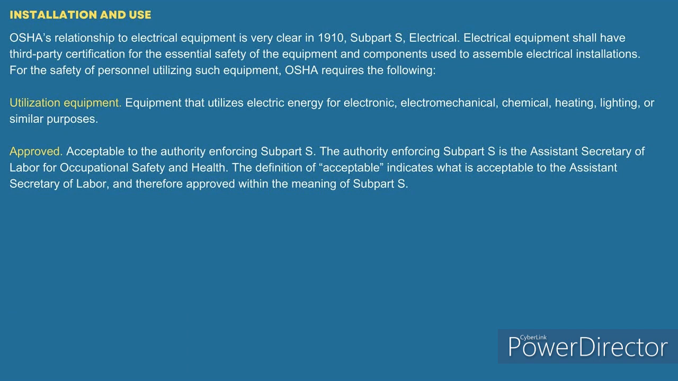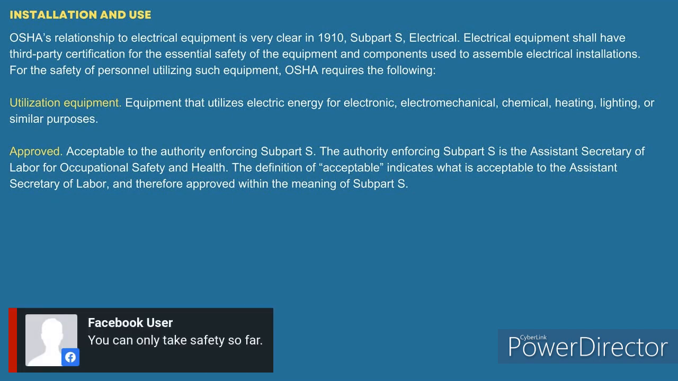But as you look at the installation use here, OSHA's relationship to electrical equipment is clear when you look at subpart S for the electrical in 1910. It says electrical equipment shall have third-party certification for essential safety equipment and components used to assemble electrical installations, for the safety of personnel utilizing such equipment. OSHA requires the following. And these are definitions I put together for this. This is all from OSHA.